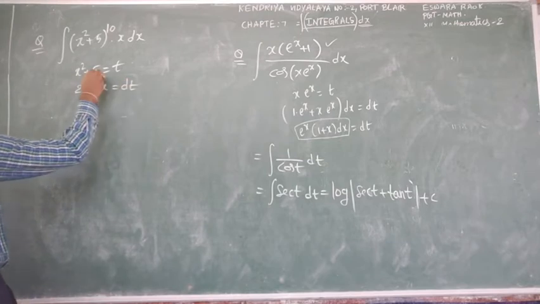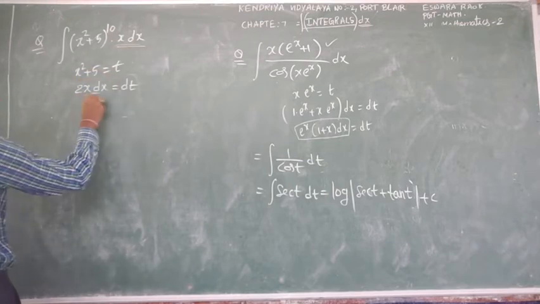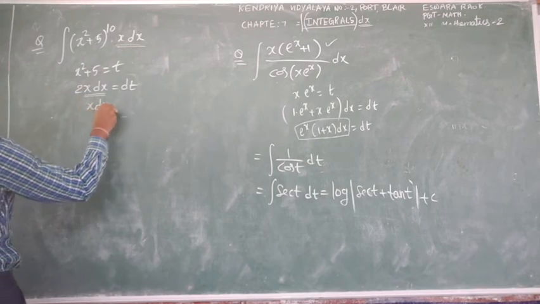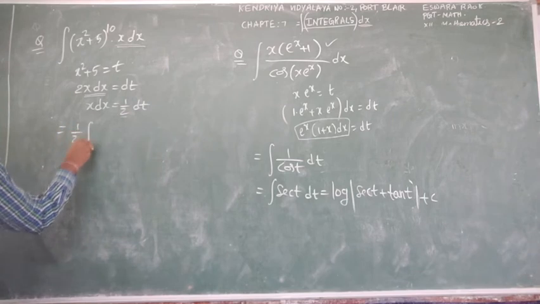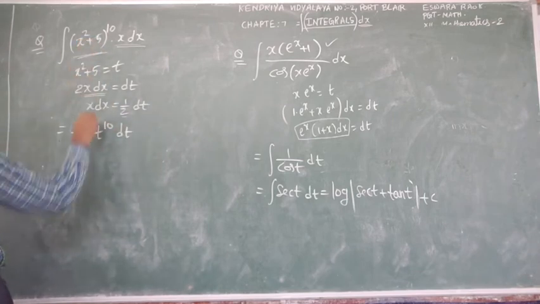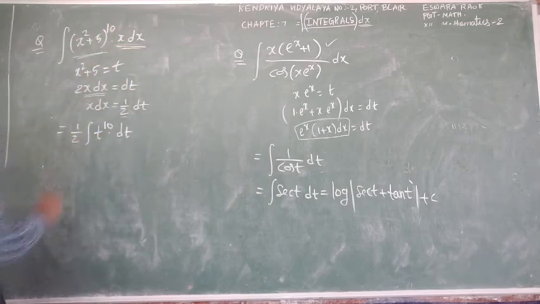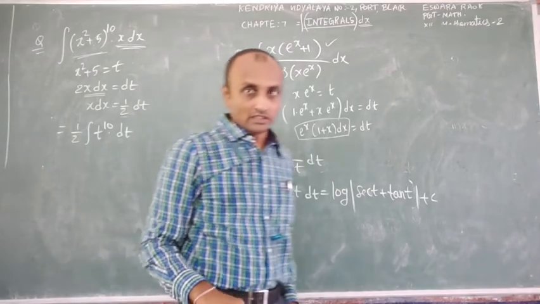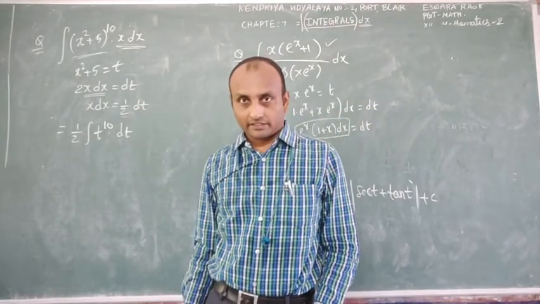What happened to 5? Its derivative is 0, I do not get it. But x dx is here. x dx is needed. x dx is equal to 1 by 2 dt. So which is 1 by 2 t power 10 into t, because x square plus 5 was taken as t. x dx is 1 by 2 dt. Constants are written outside. So t power 10 integration is t power 11 by 11.